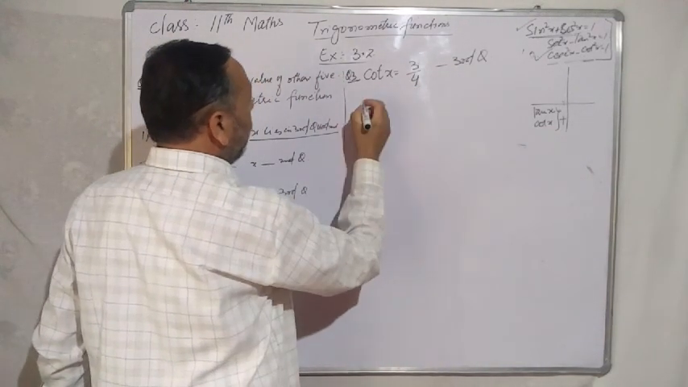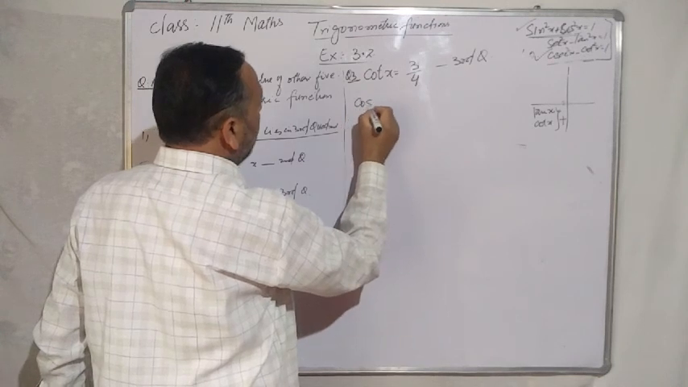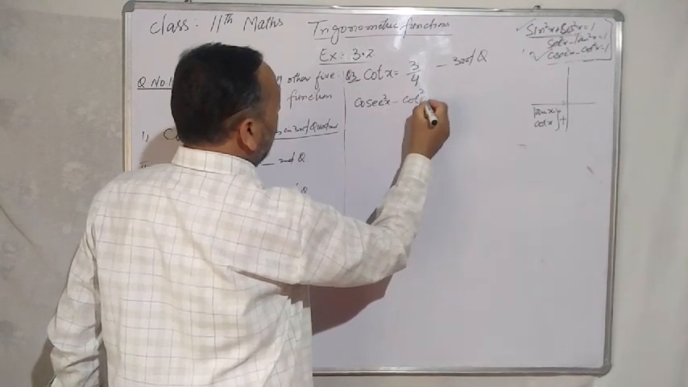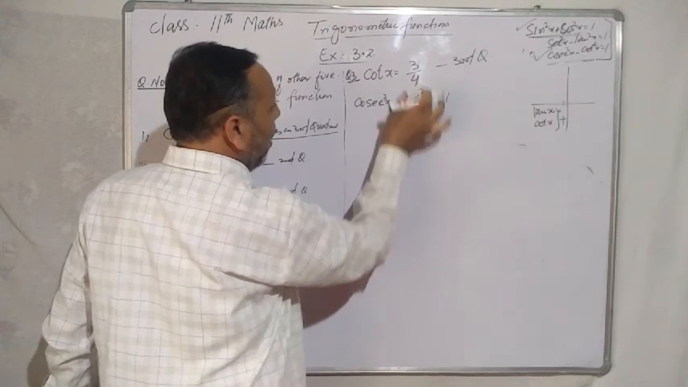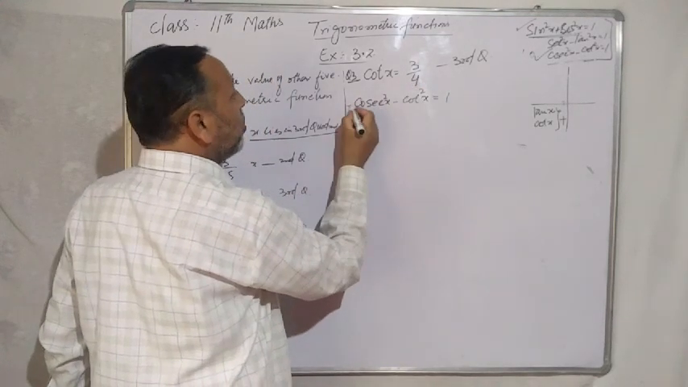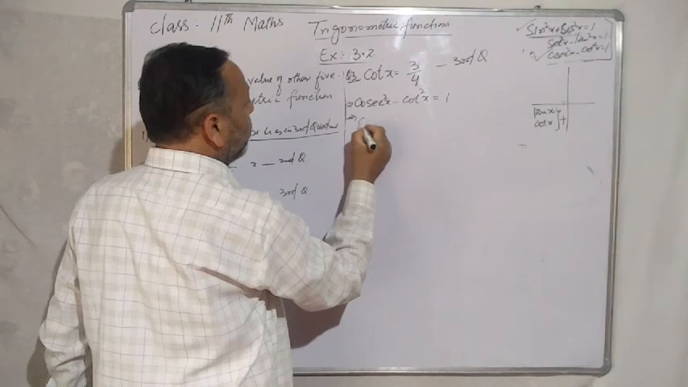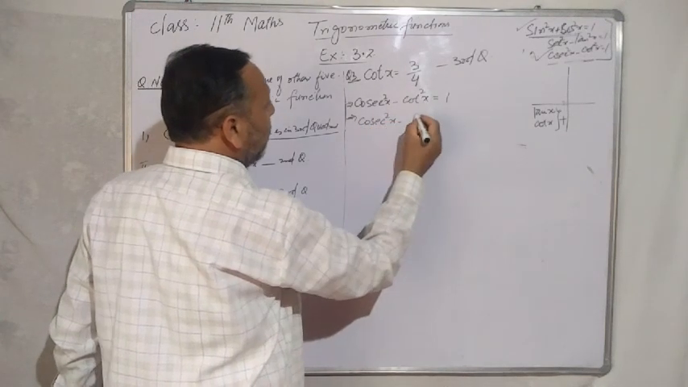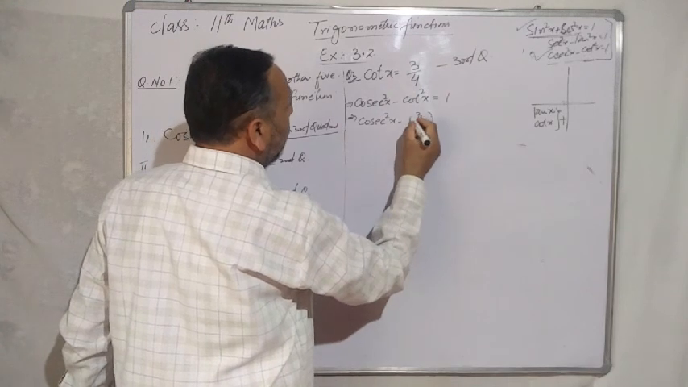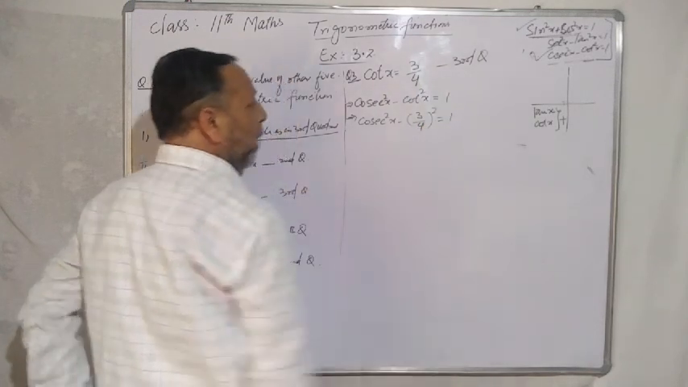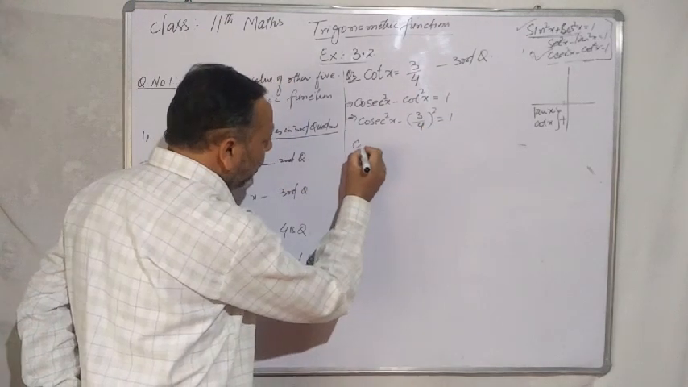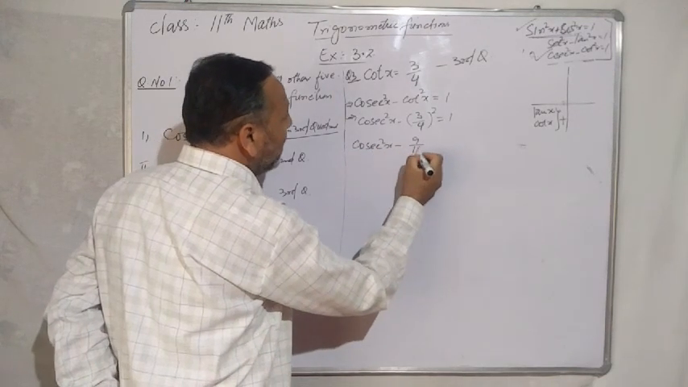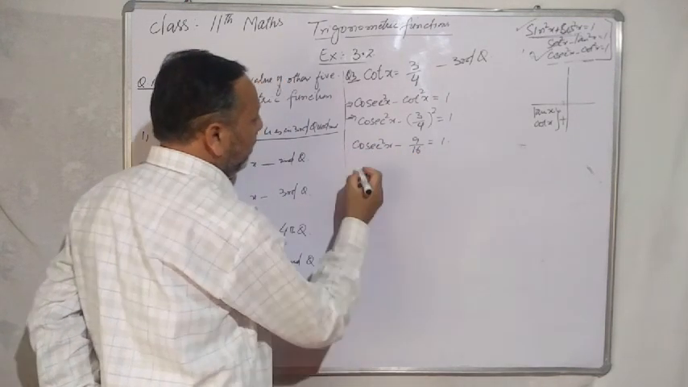Now cot x is equal to 3 by 4. Using the identity cosec square x minus cot square x is equal to 1, cot I know, cosec I will find out. So it is cosec square x minus 3 by 4 whole square is equal to 1. So it is cosec square x minus 9 by 16 is equal to 1.